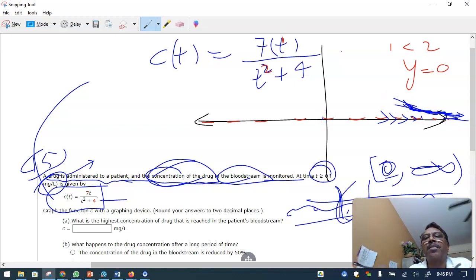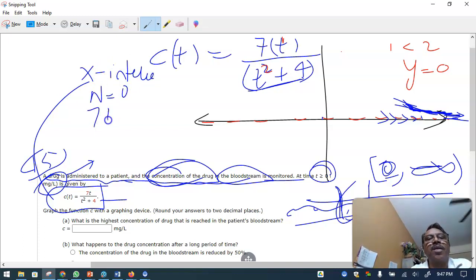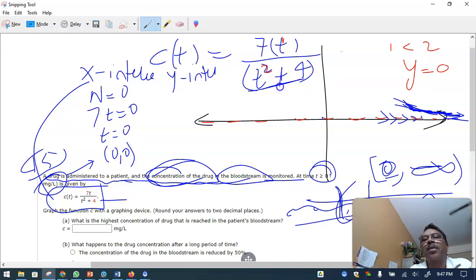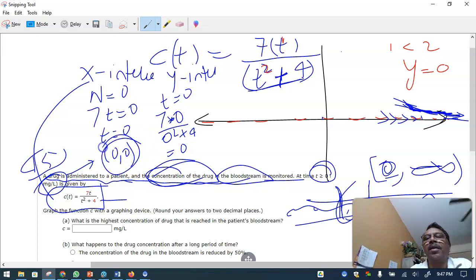But then what happens here in the beginning? That's the question. If you see this denominator, what is the x-intercept here? For the x-intercept, you put the numerator equal to 0, so 7t equals 0. So t has to be 0. So the x-intercept is (0, 0). And what is the y-intercept? To figure out the y-intercept, again you put t equals 0. That will be 7 times 0 over 0 squared plus 4, and again 0. So again, the graph has to cross here.